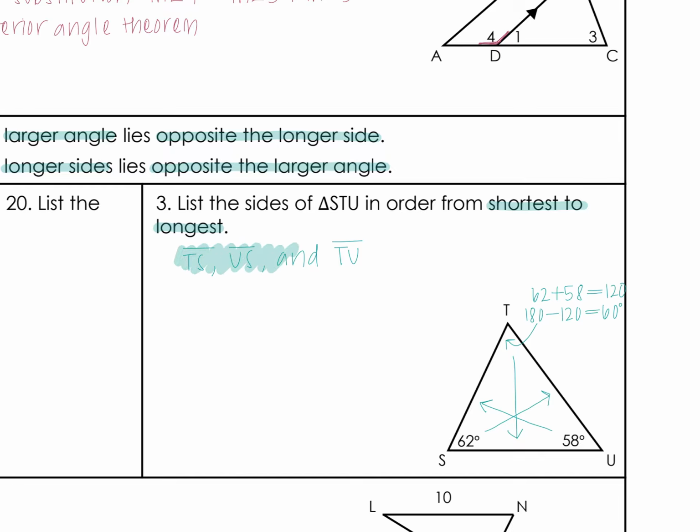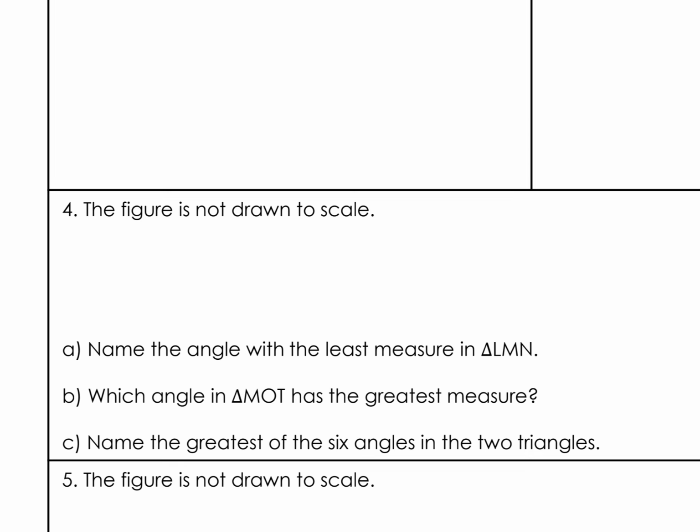All right, now let's move into some other problems. So in this figure, it's not drawn to scale. We want to just kind of mention that. We don't always draw everything to scale in geometry, so just keep that in mind. And so part A is asking us to name the angle with the least measure in triangle LMN.